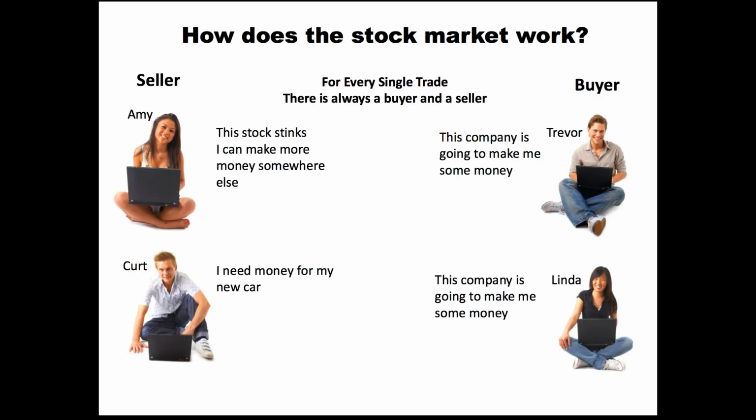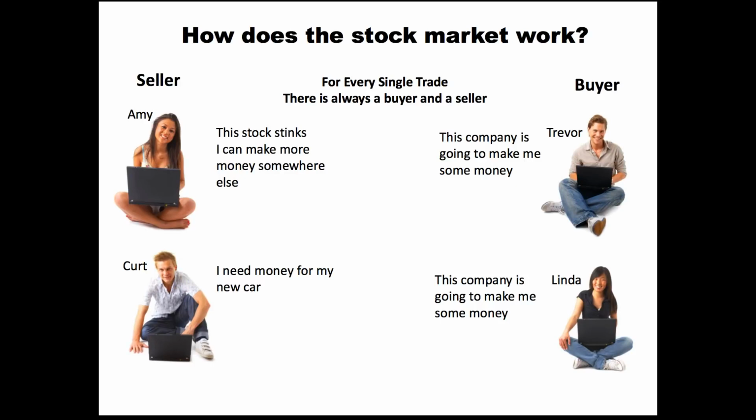For every single trade that happens, there's always a seller and there's always a buyer. So if you're buying shares from somebody, somebody's wanting to sell those to you. And their reason for selling might be Amy's reason for selling. For Amy, she said, this stock stinks, I can't make any money off of it, so I'm going to sell it. And whenever she sold that share over to Linda, if you remember in the first scenario, Linda was buying it because this company's going to make a lot of money.